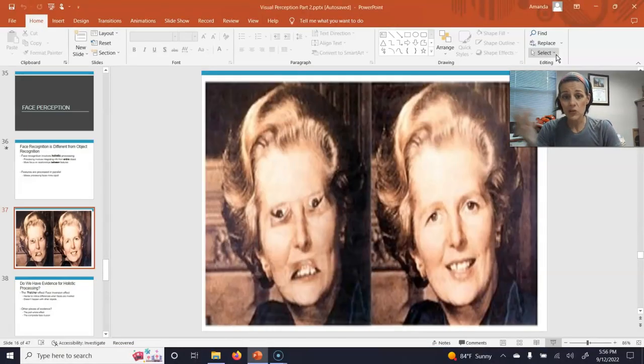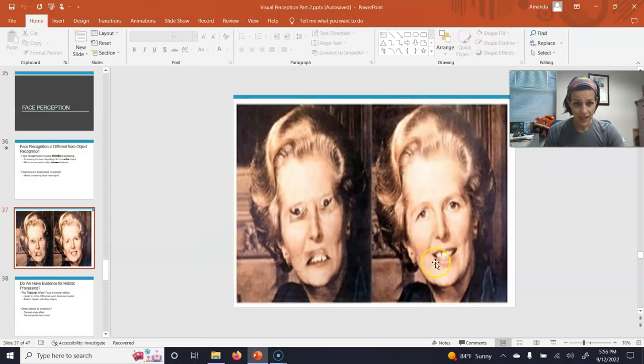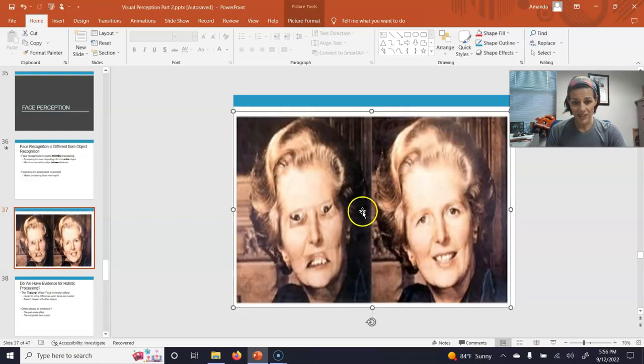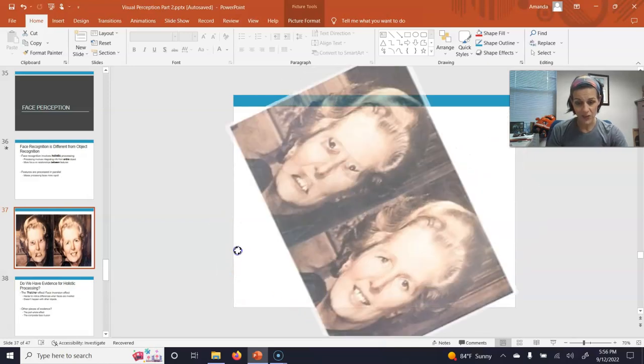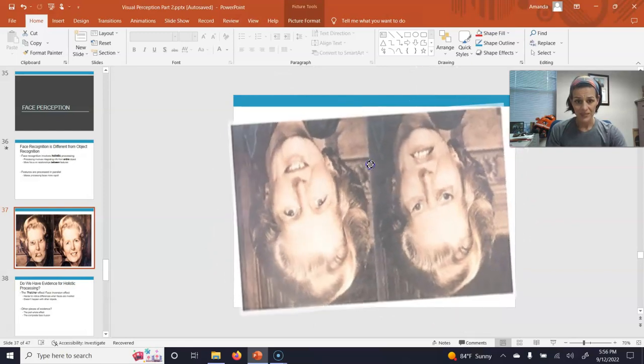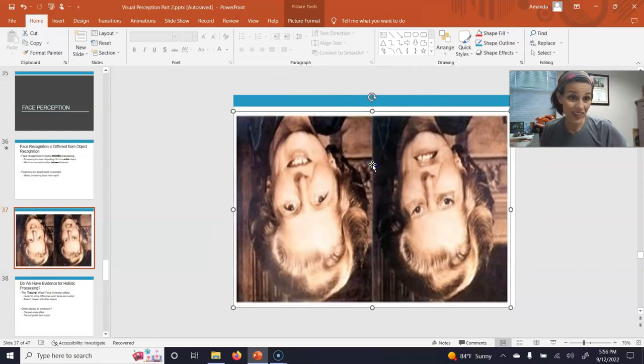Now, what other pieces of evidence do we have that faces are special? Well, one of the things you can do with me right now is look at this picture of Margaret Thatcher with me. And, oh, I reversed it. So you can clearly see in this instance that there is something wrong with Margaret Thatcher's face. But notice what happens if I turn it upside down. The differences are a lot less noticeable.